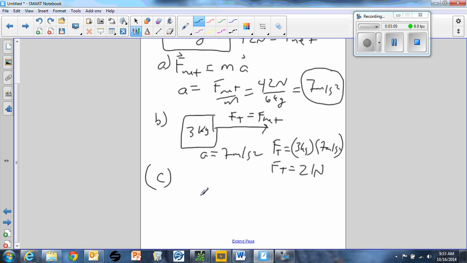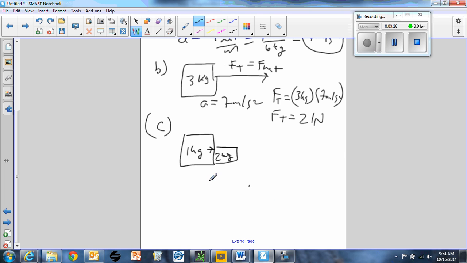And C asks for, we got to make it small now, not the whole system. We got a 1 kilogram block. I know it's bigger, but it's 1, and this one is actually a larger mass, 2 kilograms. And this 1 kilogram block is pushing. So if we looked at just the 2 kilogram, basically we have some force. We have the force, this force, and it's a net force. It's the only force on the 2 kilogram block. And how big is the acceleration? 7 meters per second squared.